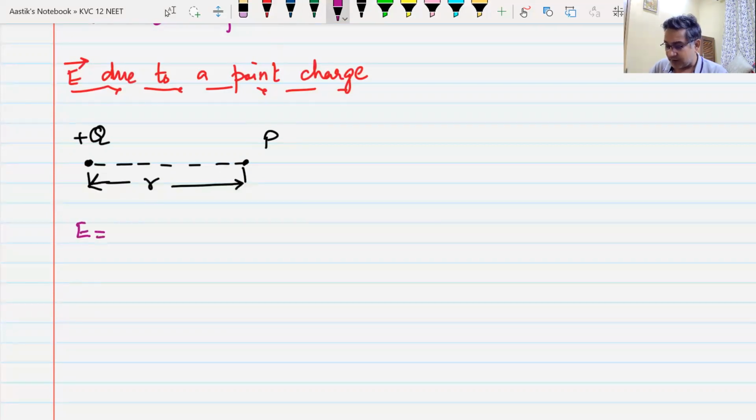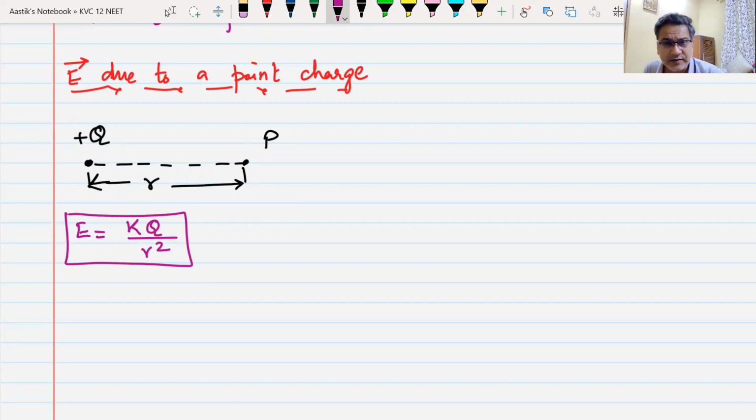The formula of electric field for a charge is K Q by R square. Will you remember it? Where K is your constant. It depends on the medium. K is 1 by 4 pi epsilon naught, so E equals 1 by 4 pi epsilon naught times Q by R square. This is the magnitude. Do we understand this? Yes, sir. What is the direction?